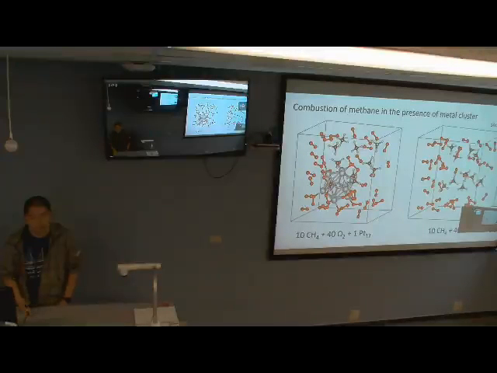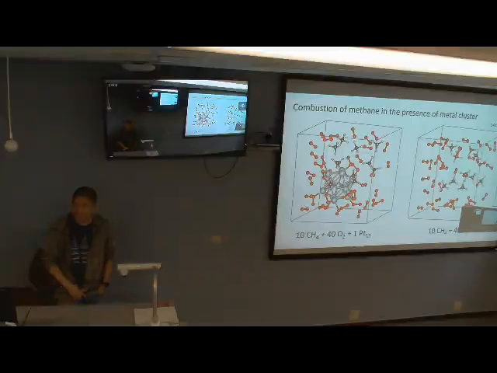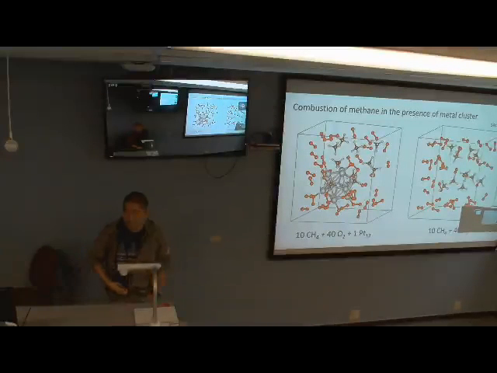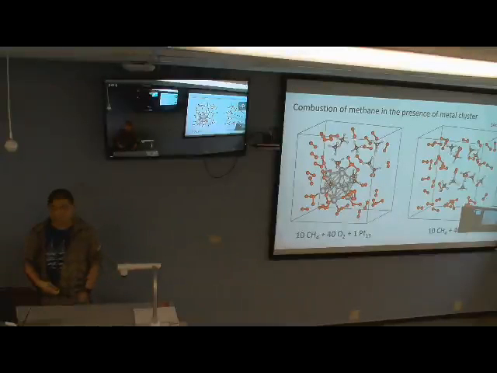Oxidation of the metal, I guess, is just common sense. And methane is protected by hydrogens from each side, so it doesn't like to adsorb. Actually, the carbon-hydrogen bond is quite stable. It's very stable. Okay.